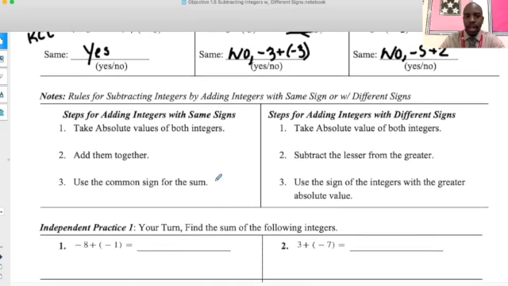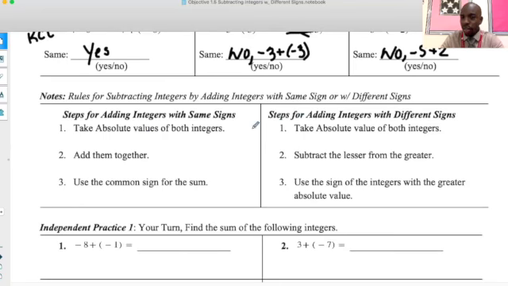So the rules for adding integers with the same or different sign. Now remember, this is adding integers. Why are we doing adding integers, Mr. Woodford, if this topic is subtracting? We're going to change subtraction into addition, so ultimately we just need the addition rules. We're going to take the absolute value. Now that's the same whether they're the same sign or different signs.